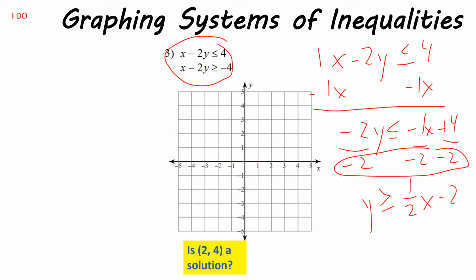Okay, and so the other one's going to be basically the exact same thing, except over here you had a -4, so it's going to be +2. So we're going to have parallel lines. They're both going to have a slope of a half.